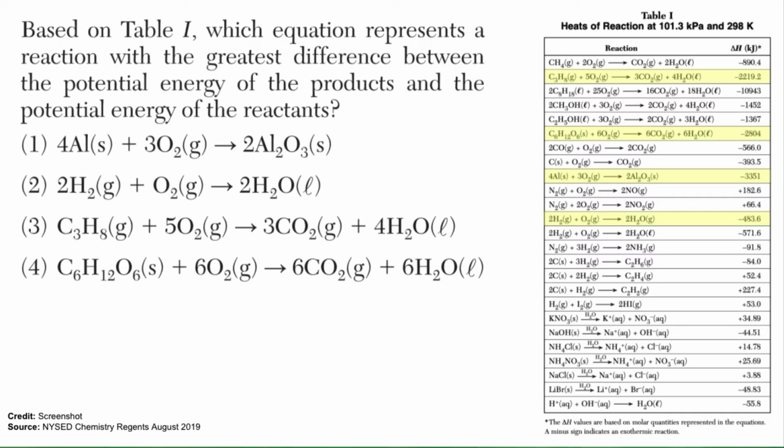They all have a minus sign in front of their delta H, and the biggest number is negative 2,804 kilojoules, which is the combustion of glucose reaction. So the answer to this would be number 4.